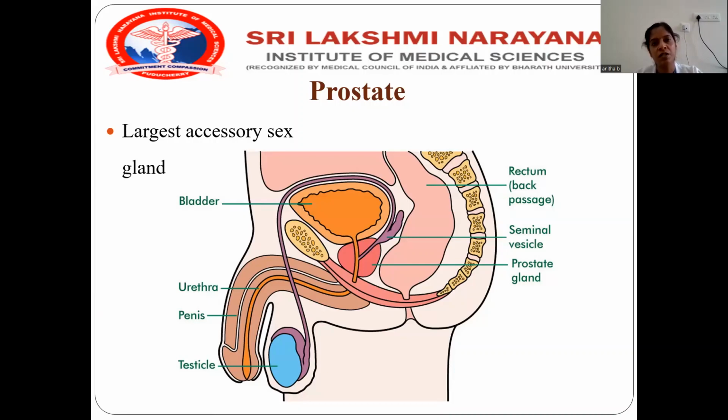This is the largest accessory sex gland. So where is it located? Near the neck of the bladder. You can see here, this is the prostate gland. Within the prostate gland, you can see the prostatic part of the urethra.